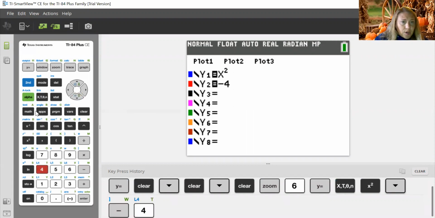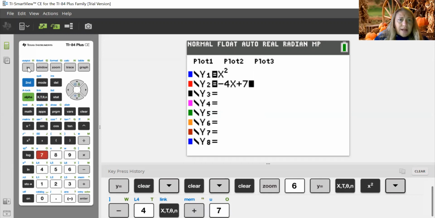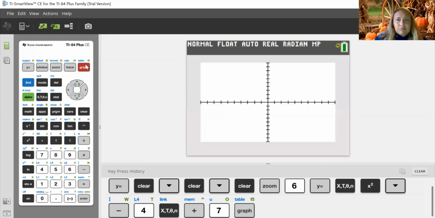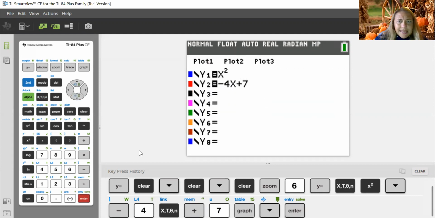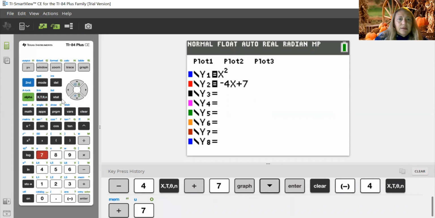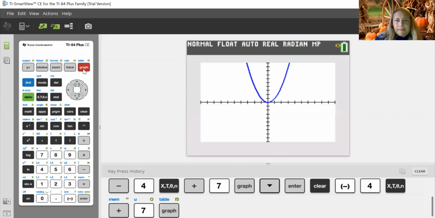So I have negative 4x plus 7. Okay, so I'll just try graphing it right now. Oh, you know what? Let me go to the error. I know what my error is. I put a minus sign instead of a negative. Clear negative 4x plus 7. Okay, so graph. Okay, so there we go.